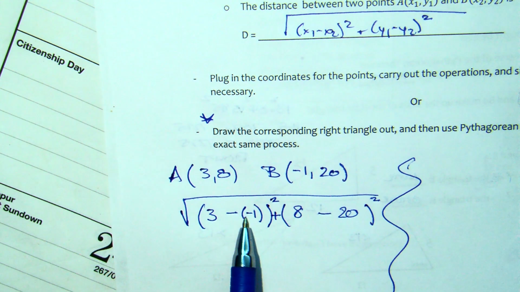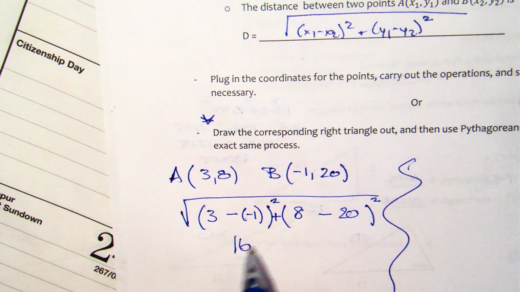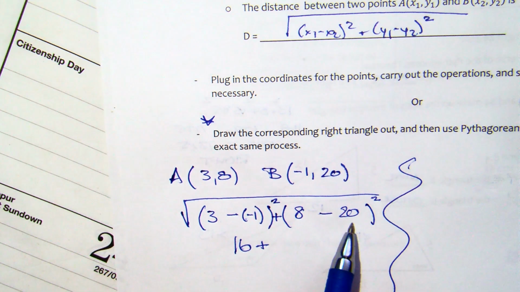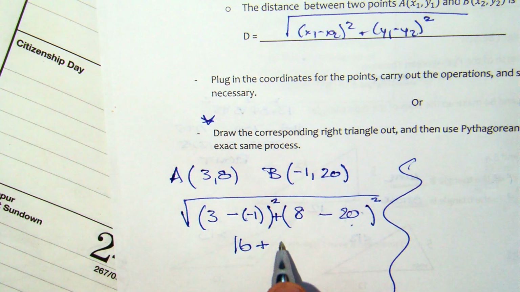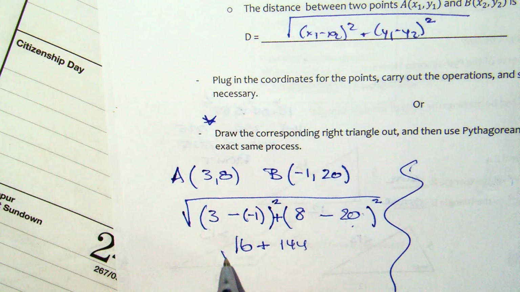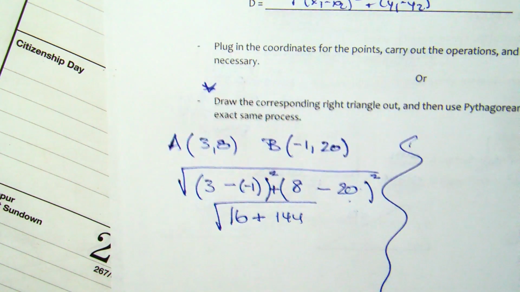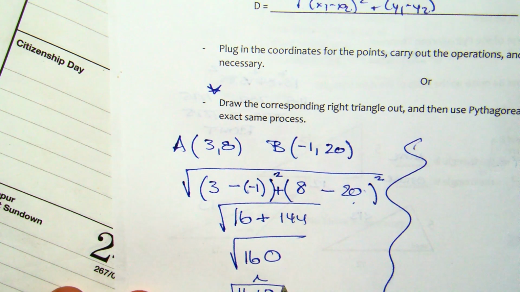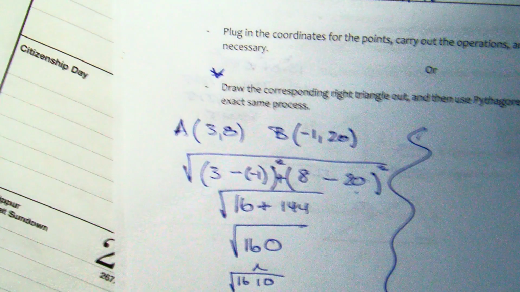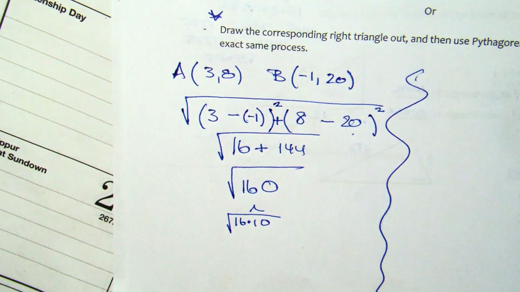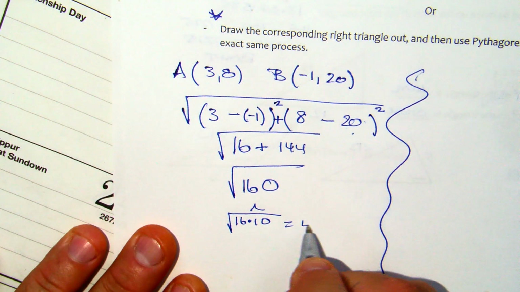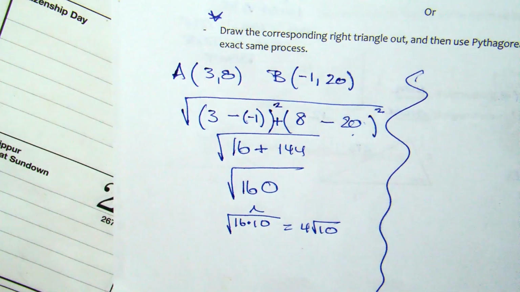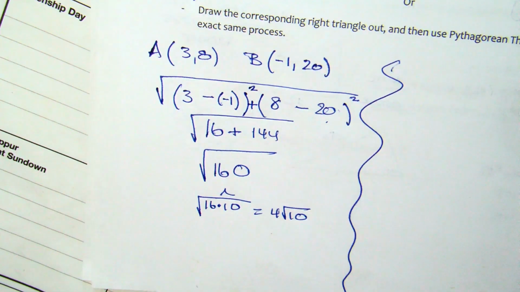3 minus negative 1 turns into 3 plus 1, which is 4. 4 squared is 16. 8 minus 20 is negative 12. Negative 12 squared is 144. And together I get the square root of 160, which breaks down into 16 and 10. Why 16 and 10? Because 16 is a perfect square. And that gives me 4 root 10. Alright, so that's using the formula.